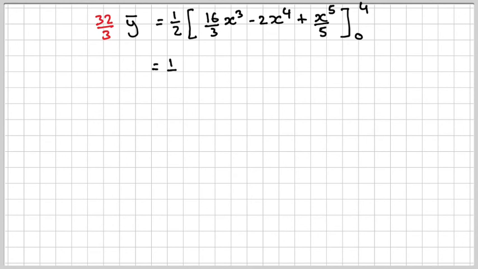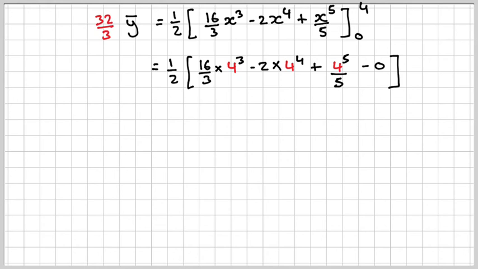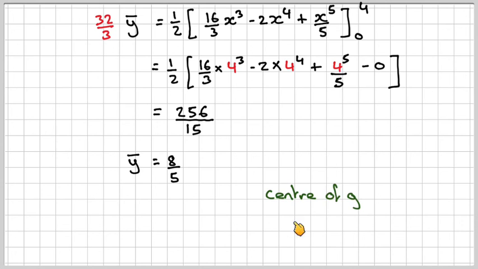If we now substitute in, we've got 16 over 3 times 4 cubed minus 2 times 4 to the 4 plus 4 to the 5 over 5, minus 0. That will give me 256 over 15. Use that fraction button on your calculator. If I now divide that by 32 over 3, that gives me 8 over 5. So the y coordinate of the centre of gravity will be 8 over 5.